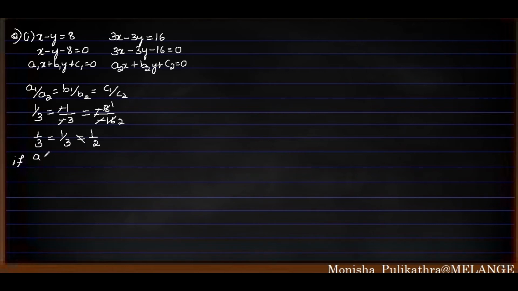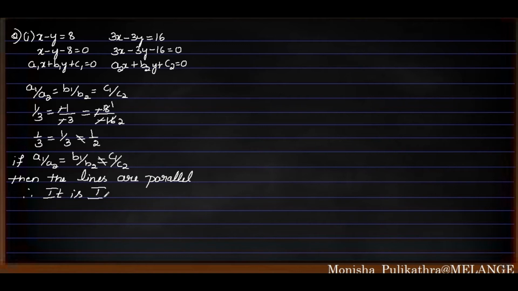So if a1 by a2 is equal to b1 by b2 and it is not equal to c1 by c2, then the lines are parallel. And if the lines are parallel, it is inconsistent. Okay, it is inconsistent. And if the system is inconsistent, then what we have to do? There is no need of writing any graph here, we need to stop the problem here itself. Okay, so this is the second question.